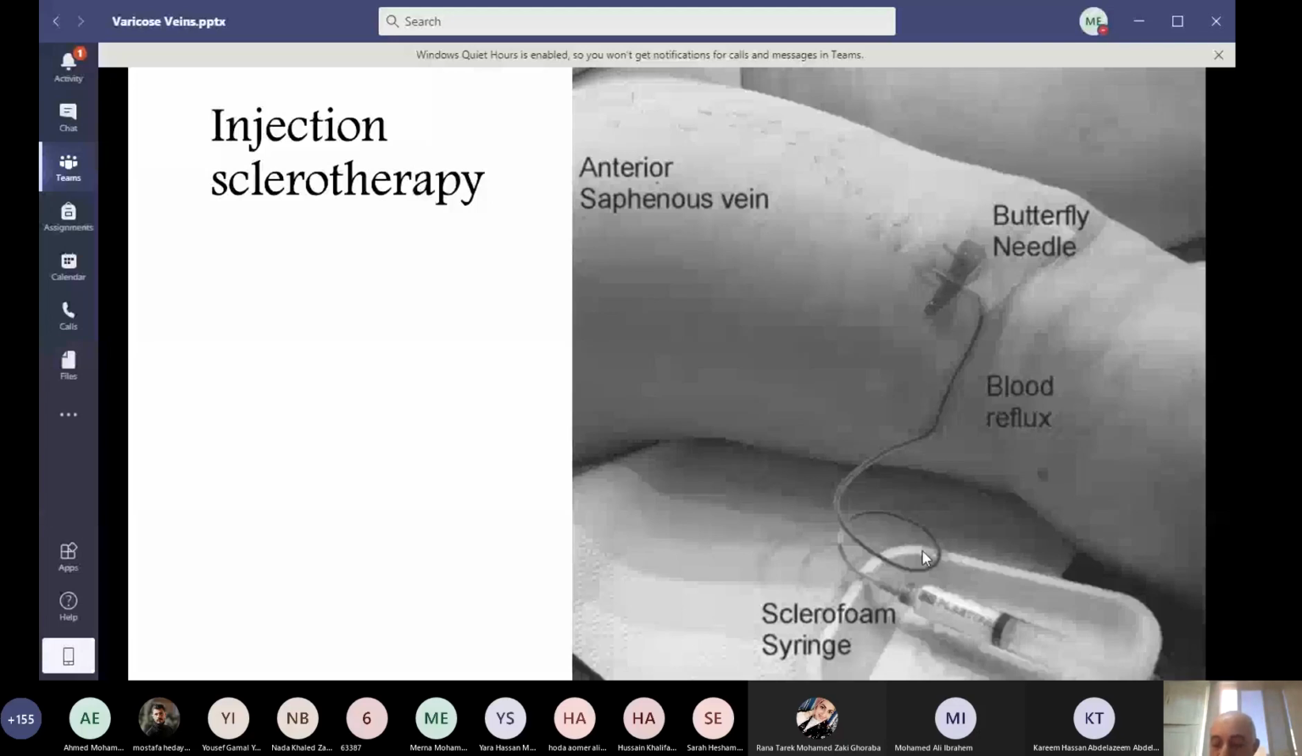For this injection sclerotherapy, a variety of sclerosing materials could be used. Sometimes we change it into foam and produce what is called foam sclerotherapy.